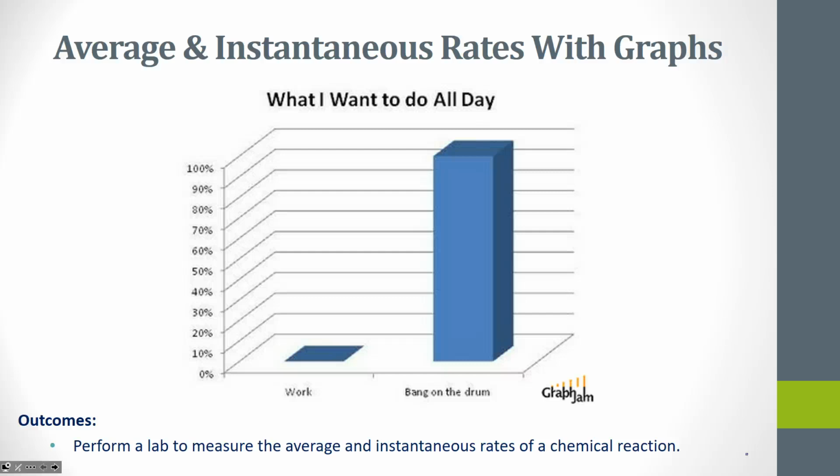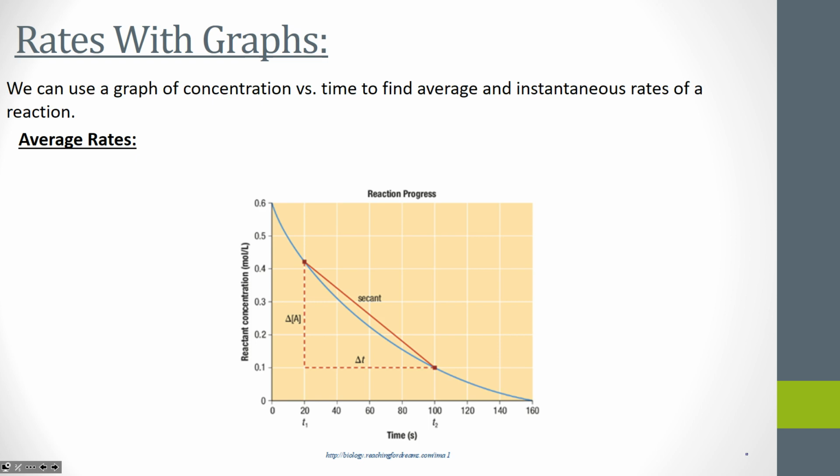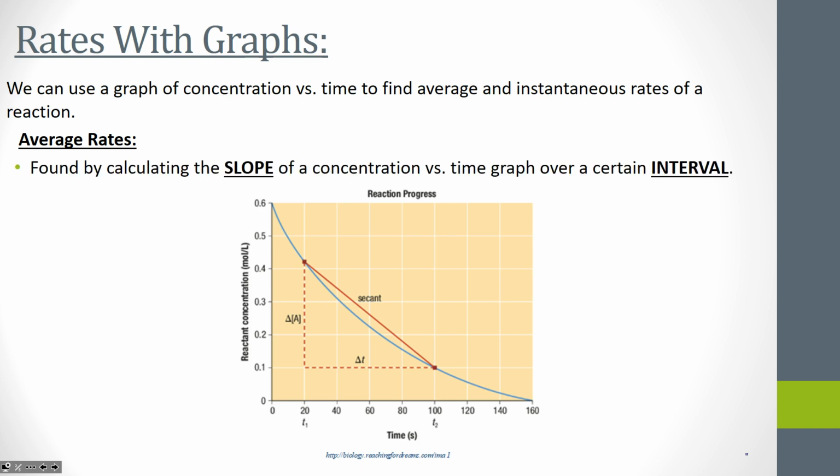Okay, so today we're going to look at average and instantaneous rates with graphs. We can use a graph to figure out the average rate, which is just the slope of 2 points in a graph, and/or the instantaneous rate, which is the slope at a specific instant in time. With average rates, we are just looking at the slope between 2 points.